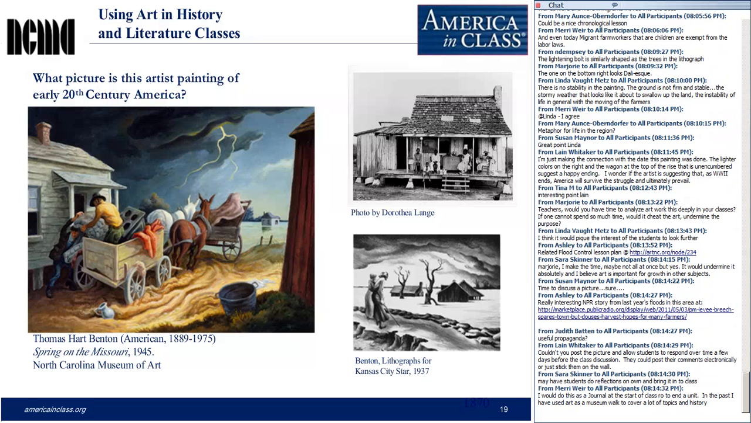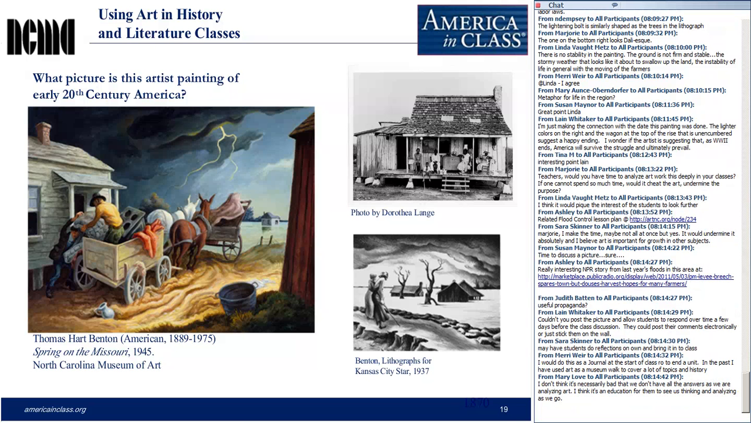But Lane writes about the time in which the painting was done, 1945. He writes, "I'm just making the connection with the date this painting was done. The lighter colors on the right and the wagon at the top of the rise that is unencumbered suggest a happy ending. I wonder if the artist is suggesting that as World War II ends, America will survive the struggle and ultimately prevail." And that was written before your comments on Faulkner.